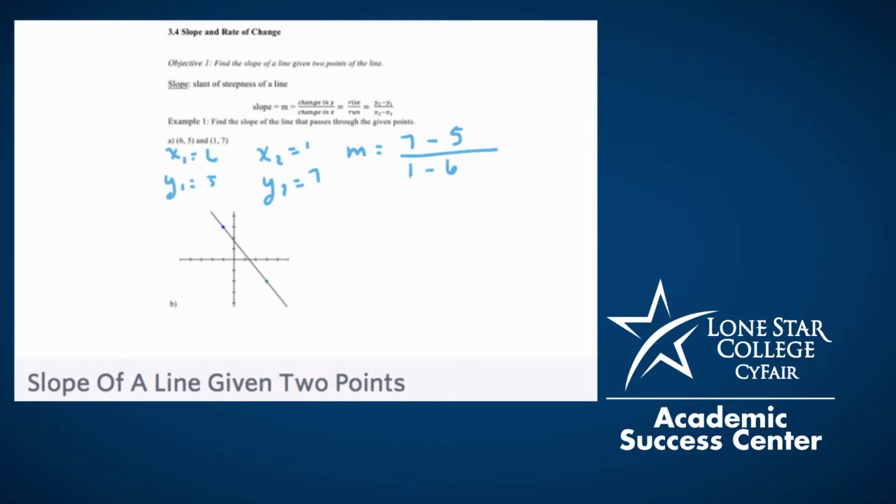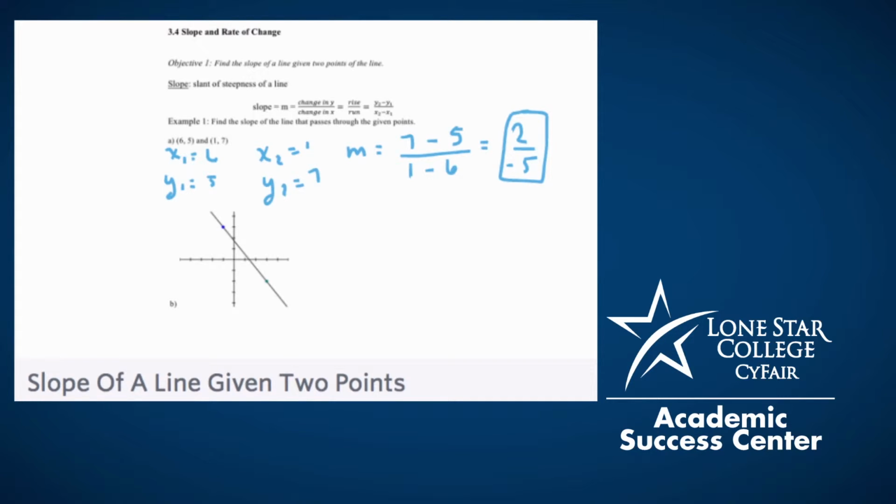From here, we'll just simplify our formula. Subtracting in the numerator, we get a positive 2. Subtracting in the denominator, we get a negative 5. So the slope of our line that crosses through the points (6, 5) and (1, 7) is 2 over negative 5. Another good thing to remember about this is if your slope is negative, that means the graph of your line will be decreasing.